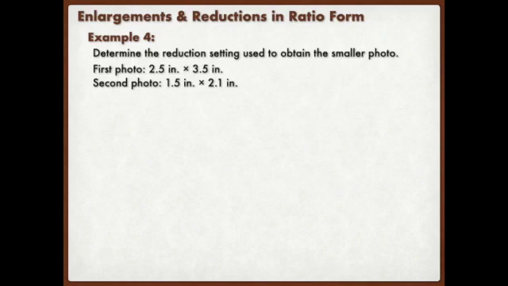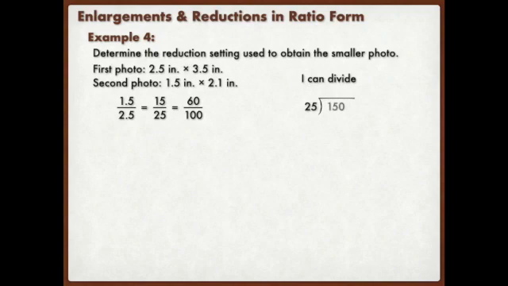Now, you don't have to use all the numbers here. Let's just look and compare the first part here. 2.5 inches, I'm going to compare that to 1.5 inches. So let's go ahead and determine the reduction setting to obtain the smaller photo. So let's take a look at the first ratio. Because this is a reduction, I'm going to go ahead and place the smaller number on top. Okay, please make sure you know this.